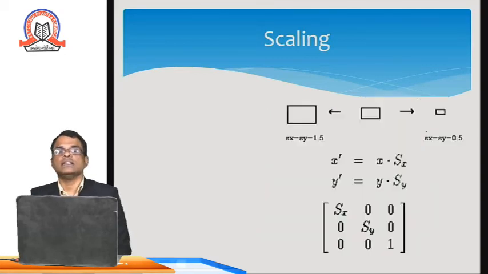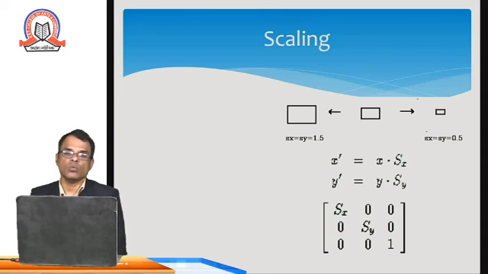Now let's see this. This is the scaling. My scaling factors Sx and Sy I consider as 1.5. If I expand it, I use 1.5, and if I reduce it, then I use 0.5. So that way my shape, which is in the center, is either expanding or getting reduced. This is called scaling.